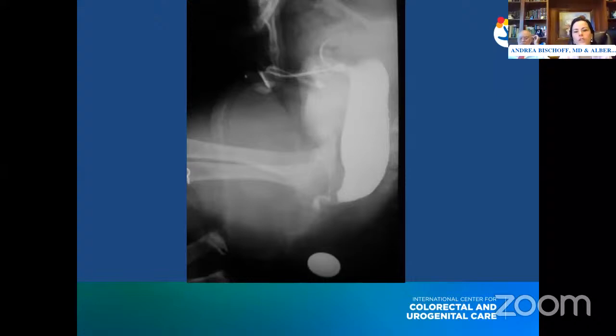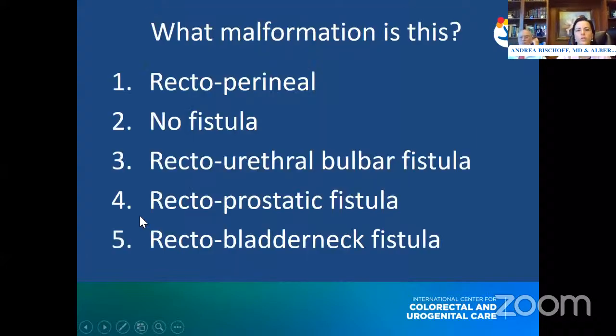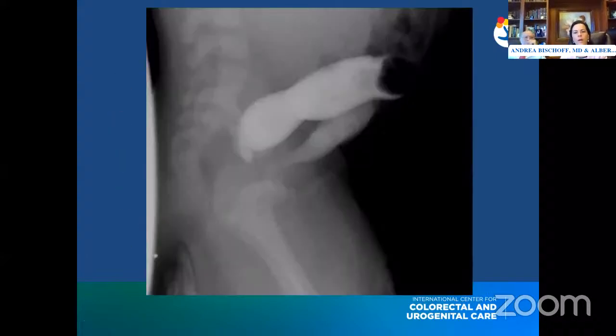This is a bulbar fistula. Very good. It's way below the coccyx. The patient has a normal sacrum, and it's at the curve of the urethra. Very good. This is a rectourethral bulbar fistula. What about this one? So you can see the mucus fistula, and you can see the bladder here. Perineal, no fistula, bulbar, prostatic, or bladder neck.